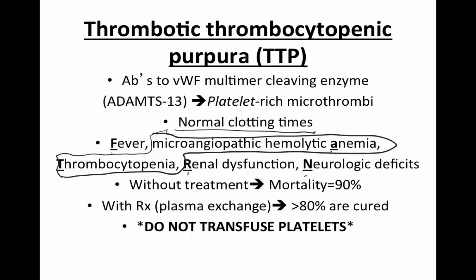So the MAHA means fragmented red cells in the peripheral blood smear. So you see fragmented red cells on the smear. They have to have MAHA and thrombocytopenia without any other cause. They don't have to have all 5 of this pentad. In fact, in one series, only 40% had all 5.